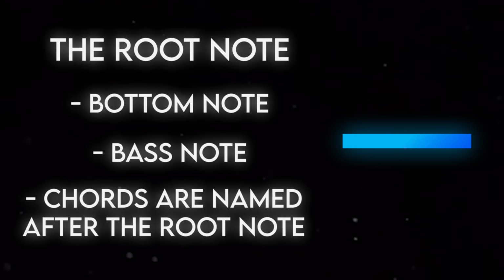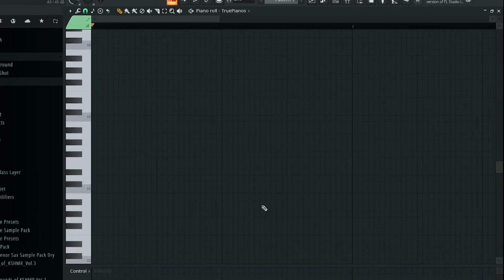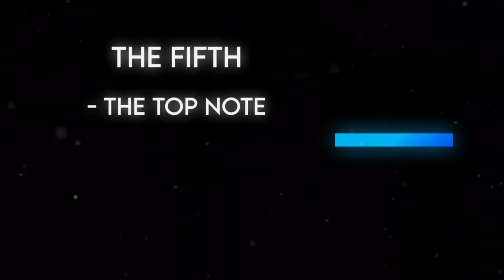The chord is named after the root note. So for example, a C major has the C note as its root note. Let's just place a C and use that as our root note. Great. Now let's look at the 5th. The 5th is the top note. It's the note you normally hear the most. But before I can show you how to place the 5th, you have to know what a semitone is.